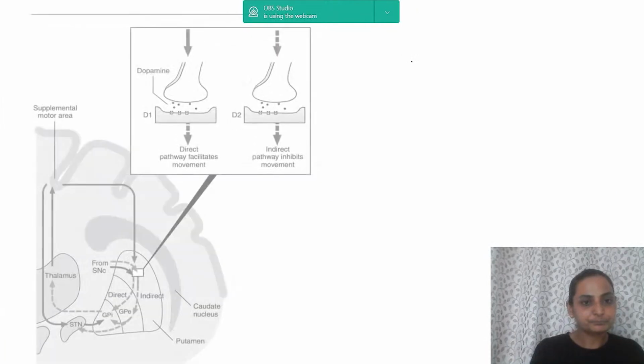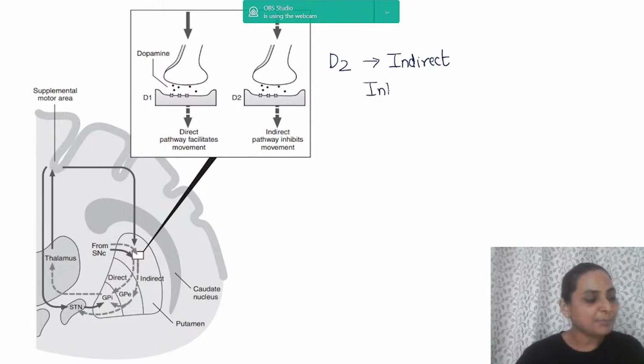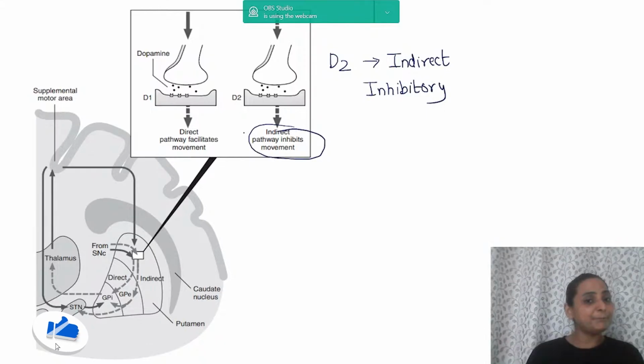Now, next let us see the D2, that is dopaminergic. When it acts through D2 receptors, it is going to be an indirect pathway. This indirect pathway is actually an inhibitory pathway that is going to inhibit the movements. So how does this occur?